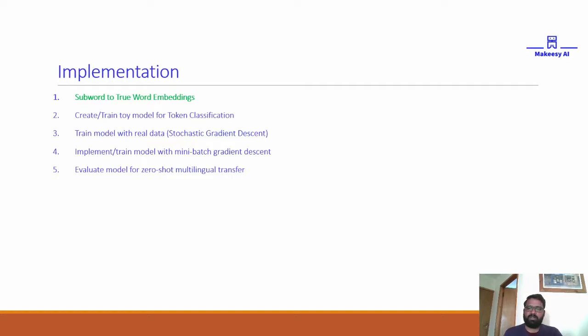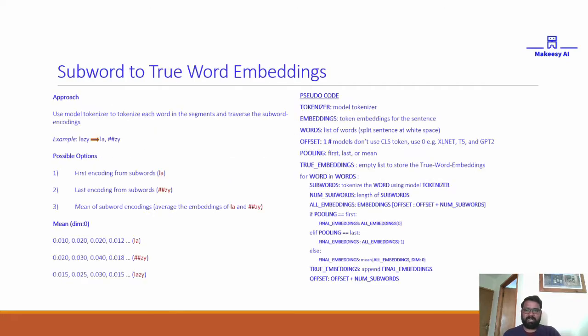So in the last video, we discussed our problem statement of token classification, and also we have seen what the challenges are and what the possible solutions are. We also saw how we can get token embeddings from a sentence transformer model, and in this video we will learn how we can convert token embeddings to true word embeddings. Okay, so let us see how we can do that.